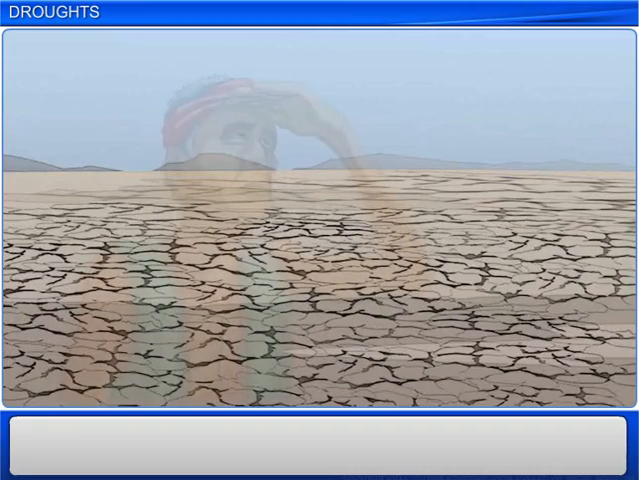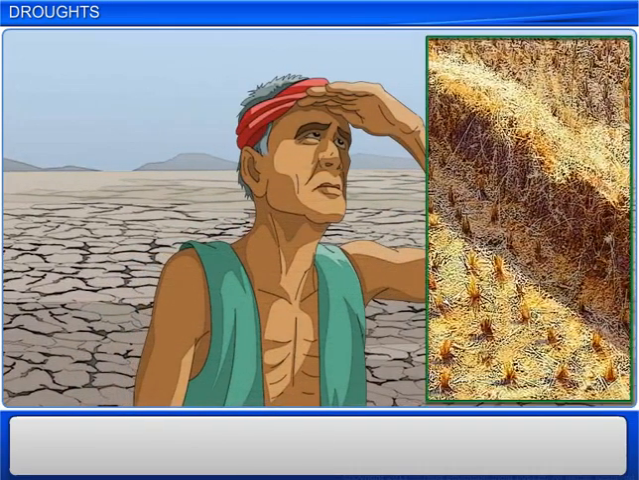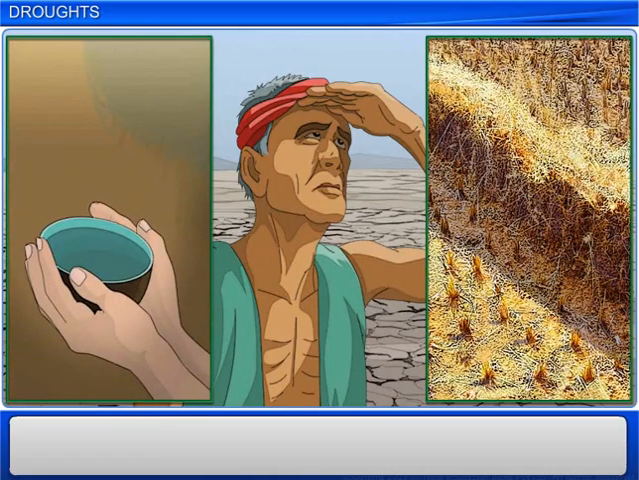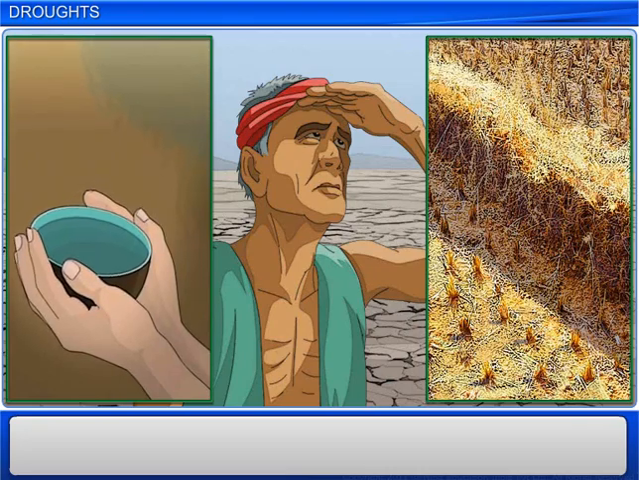Farmers are the worst victims of drought. Their failure to grow crops leads to unemployment in the villages. In addition to that, scarcity of food grains leads to large-scale starvation in villages.